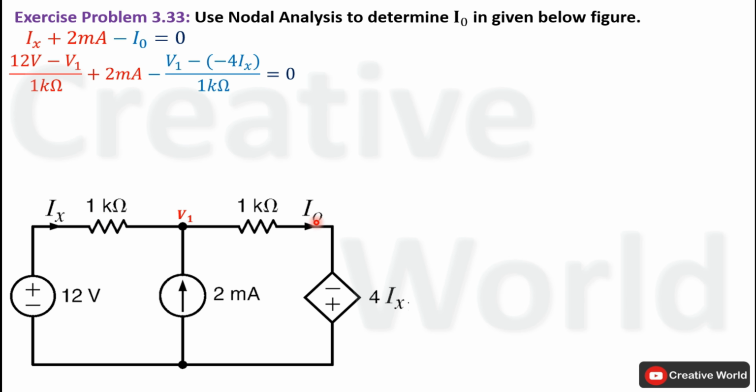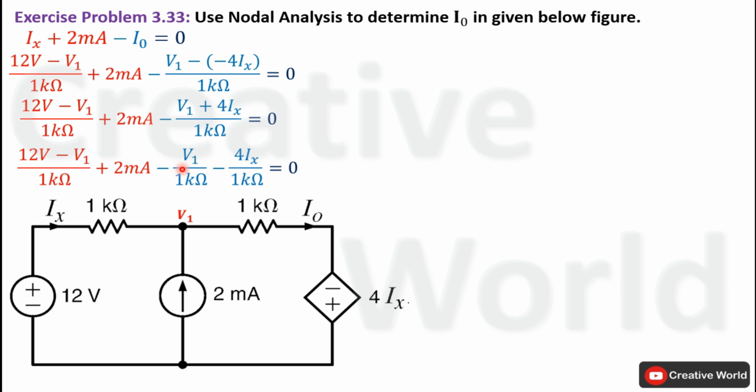Similarly, current I0 will be equal to V1 minus (minus 4Ix) divided by 1 kilo ohm. Here negative terminal of this dependent voltage source is connected with this resistance and positive terminal is grounded. That's why we have taken its value with minus sign. Now open these brackets. This minus outside of the bracket will multiply with minus 4Ix. It will become 4Ix. Now we can write this equation in this form by separating these two numerator values, V1 divided by 1 kilo ohm minus 4Ix divided by 1 kilo ohm. This plus will multiply with minus, it will become minus.